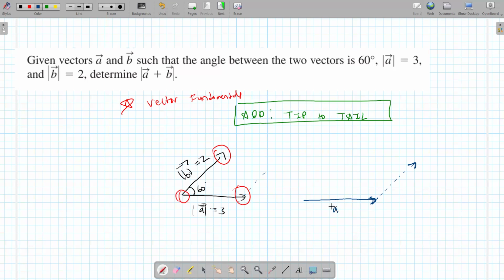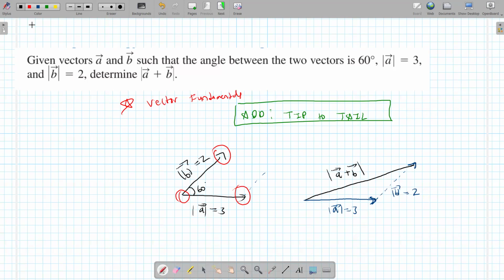We know this is 3 units, and we know this is 2 units. The answer to this problem is this. That right there is A plus B, because you can only add vectors from tip to tail.